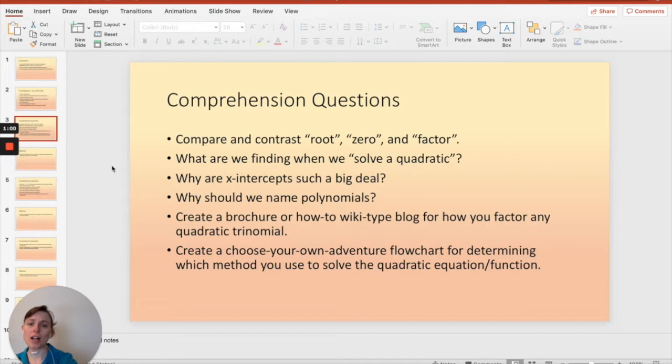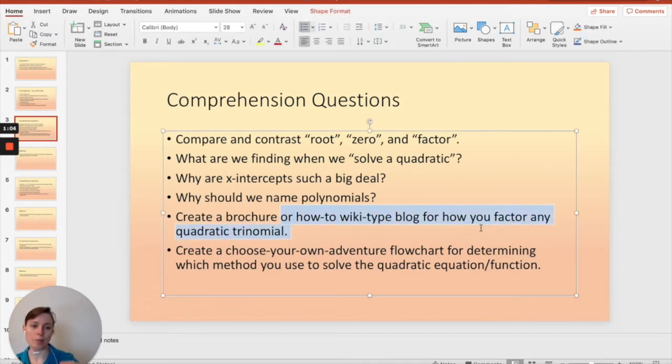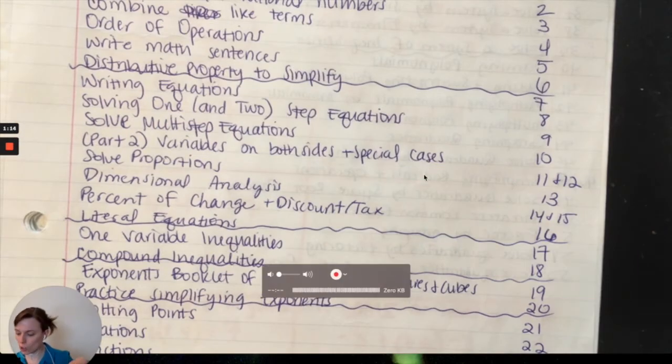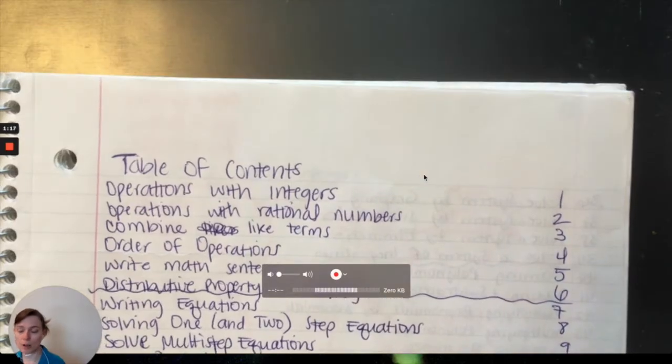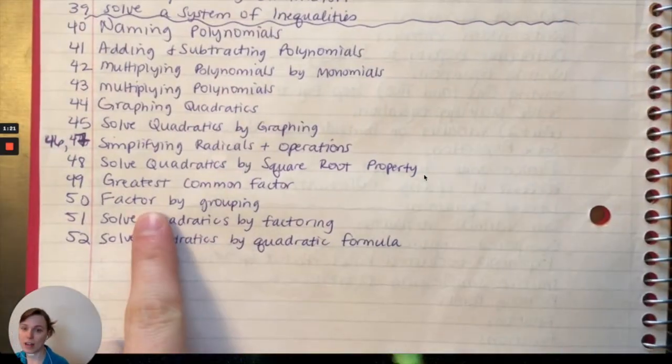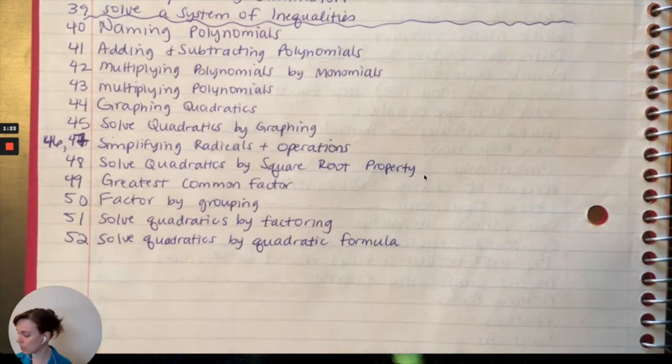And then comprehension questions, we are going to be making sure you look at your Wiki-type blog for how to factor and why we even want x-intercepts, because we're going to get there in the next set of notes to how to solve a quadratic using factoring. So we are on our table of contents, but we are on the back side. And we are now on factor by grouping, which is 50. So if you want to flip to that page with me, page 50.